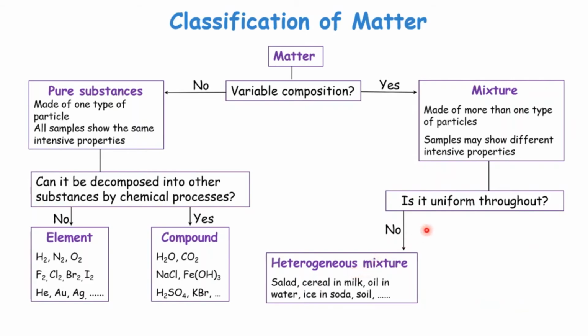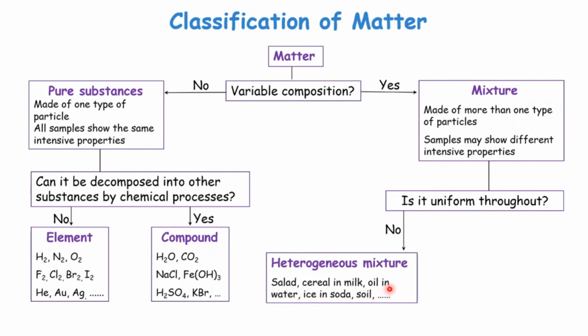So let's talk about heterogeneous mixture. So which means this mixture is not uniform throughout. What are the examples? Let's say you love a salad. You go to the dining hall and what do you find in salad? That's heterogeneous mixture. You have dressing, you have lettuce, you have maybe cucumber, tomato. So that's a mix, okay? It's not uniform. Cereal in milk. Milk is liquid, cereal is solid. Even if you have two liquids, let's say oil in water.